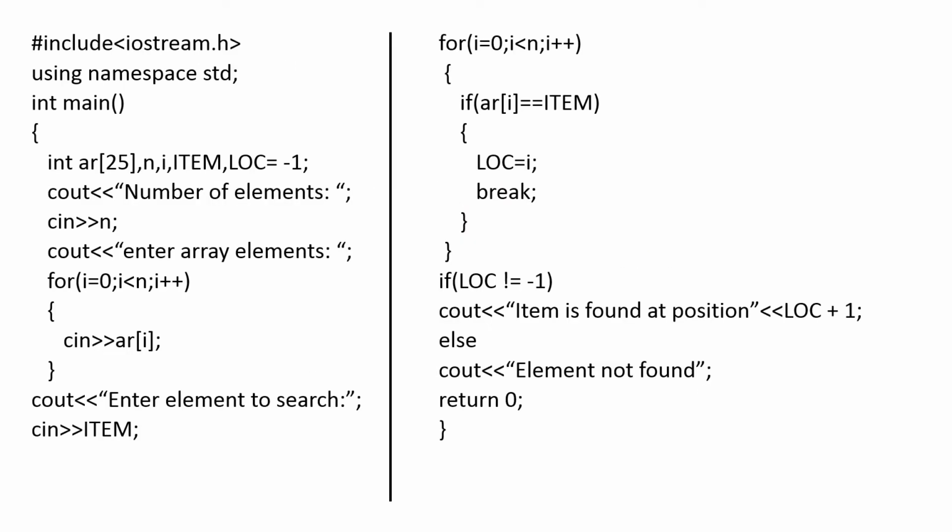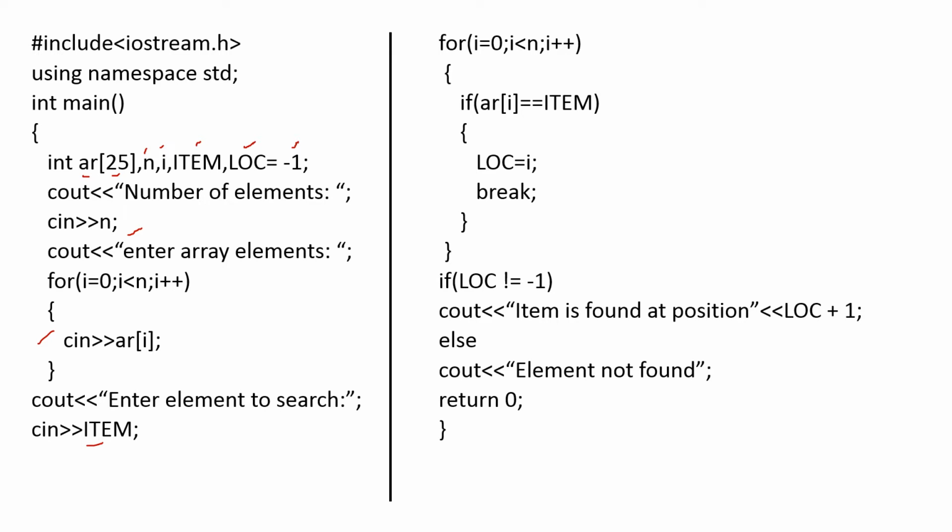Here's the program for linear search. AR is the name of the array and 25 is the size, N is the number of elements, I is the for loop item. Item is the element which we are searching for, LOC is the location, and that is initialized with -1. You have to get the number of elements and then enter the elements using the for loop, cin >> AR[I], and then you have to get the item which you are searching for.